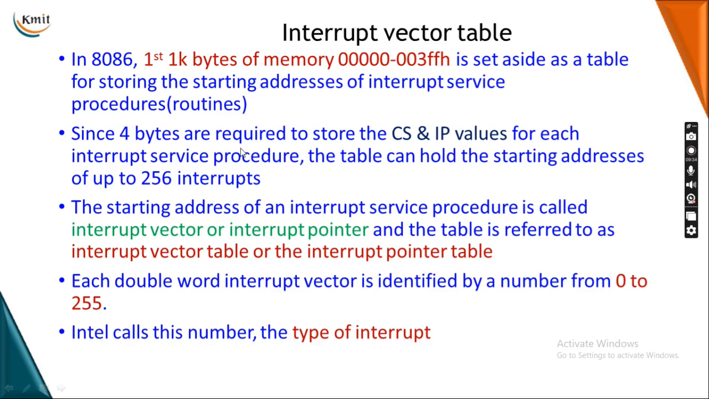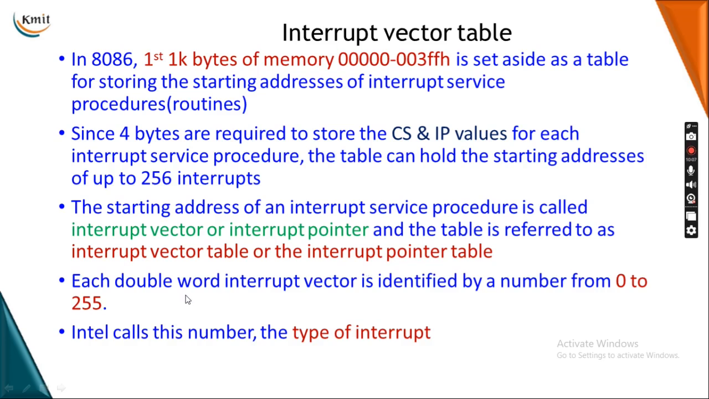Since 4 bytes are required to store the CS and IP values for each ISP, the table can hold the starting addresses of up to 256 interrupts. The starting address of an ISP is called the interrupt vector, or interrupt pointer, and the table is referred to as the interrupt vector table, or interrupt pointer table.